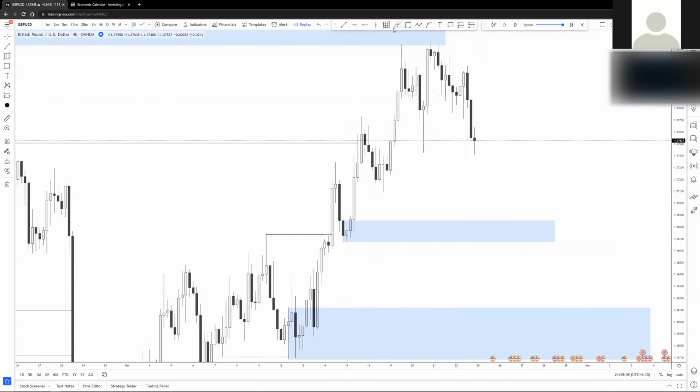Now, do you have any reason to mark out this low right here? It did break structure, but did it take out liquidity? No swing low was taken out. So simply it's not a strong low. It only broke structure. It never took out liquidity. So we can't mark that out.